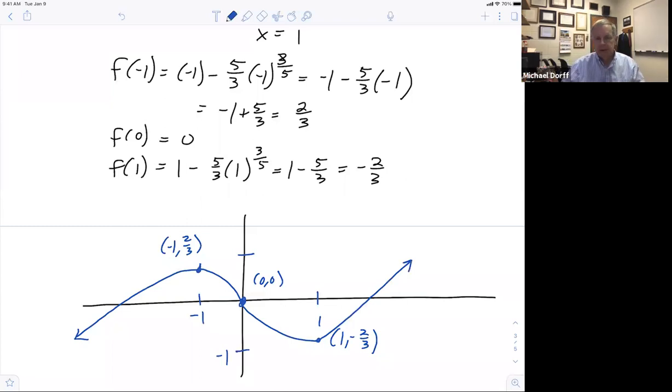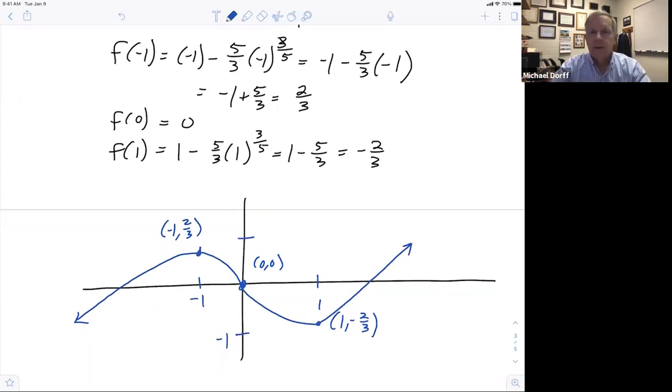Notice how this is symmetric about the origin. If I put a pin at the origin, and I just drew the right-hand side, and then I rotated it 180 degrees, I would get the image that's on the left-hand side. And so this is the answer to the sketch of the graph. Hopefully that helps. All right, thank you.